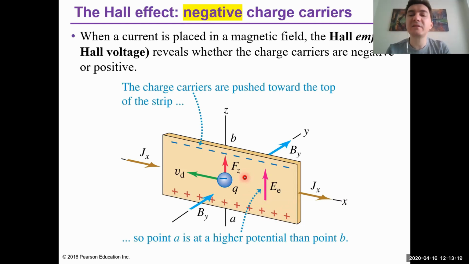And at some point, there will be a steady state in the system. This magnetic force and electric force will be equal to each other, and the system will be stable. Okay, so we will discuss this one. This potential difference between that end and that end of the conductor is called Hall EMF or Hall voltage.